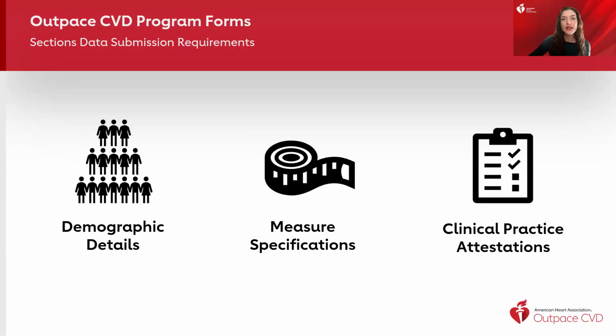Next, our program forms include 3 basic categories of questions that we'll break down as we go through each program. Each program asks for basic demographic details for your organization. These are going to remain consistent across each of the 3 programs. Next, we'll ask for measure specifications that align with CMS measures. There is some overlap between some of our programs on these measures, so we'll highlight which we're looking for in each program. Please note that while we use the CMS measures for our program, we do not set the measures themselves. And then last, we will ask about your clinical practices.